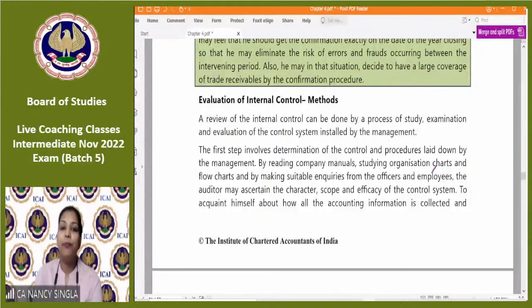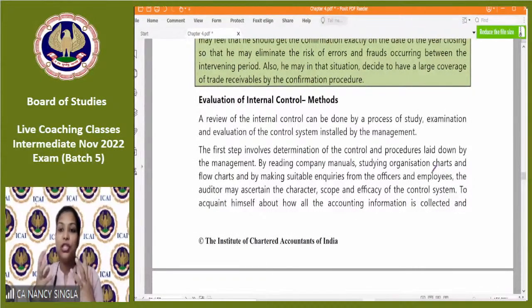One answer I'll give. For example, there is some accounting system, a new accounting software that has been implemented in the organization. So what I can do as an auditor, when I'm evaluating the quality, when I'm understanding the internal control, I can ask the management that management, you must be having some manual as to how this accounting software, how this accounting system operates. So I can read the company manuals. I can study the organization charts, the various flow charts that are made, and I can make certain inquiries to the officers, employees of the company. I can ask them as to how the internal control works.